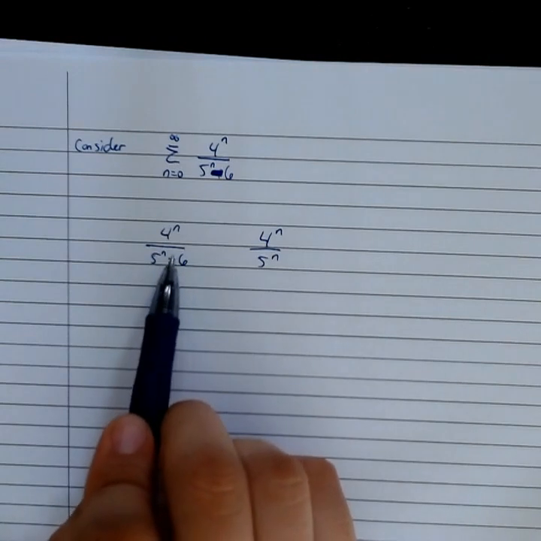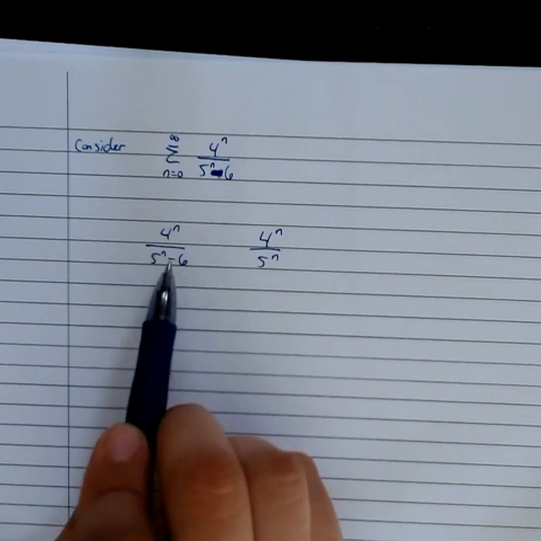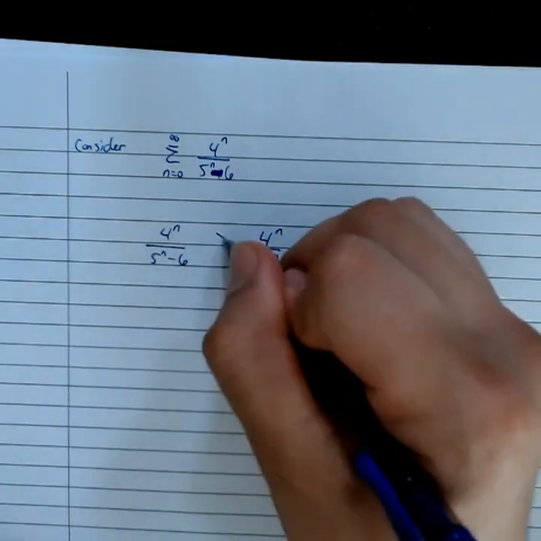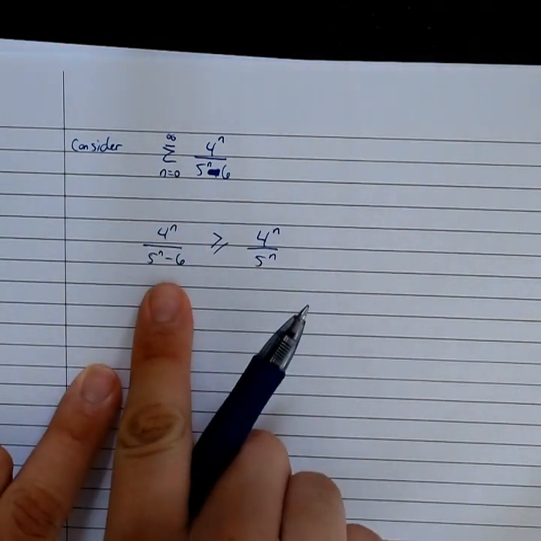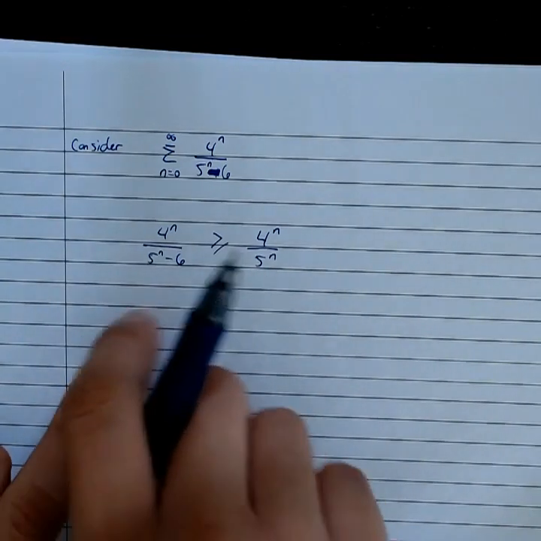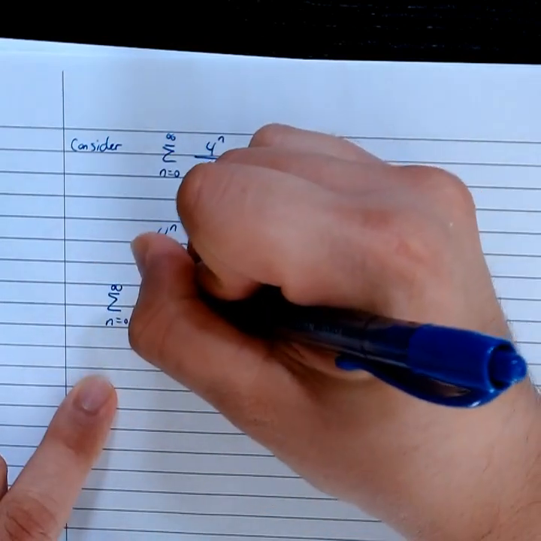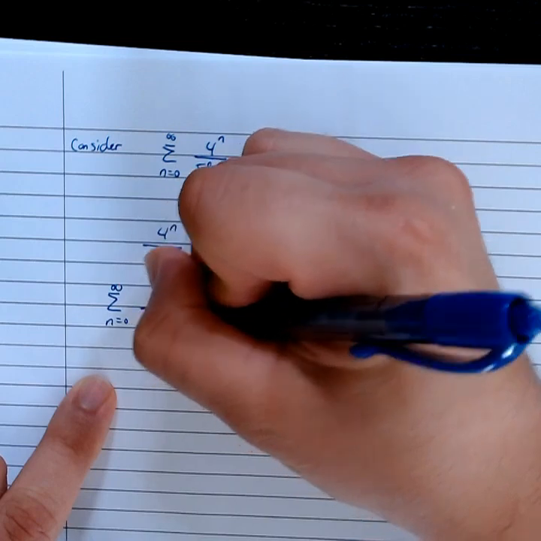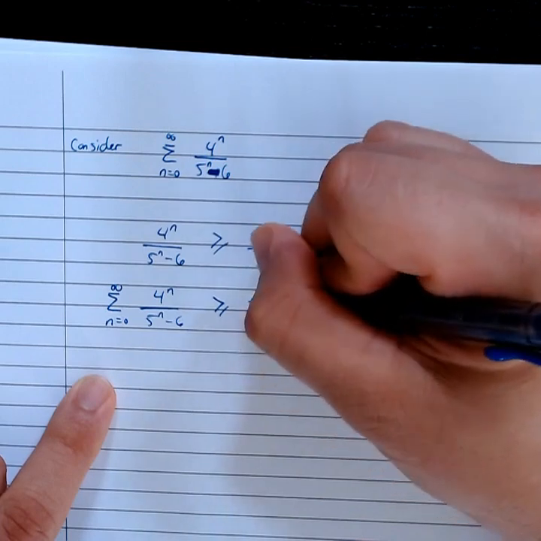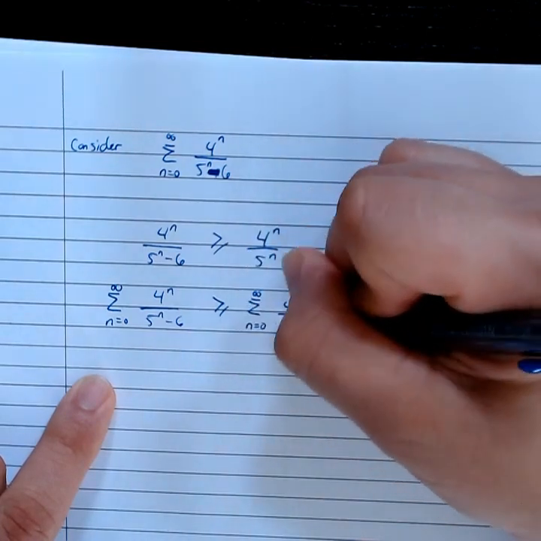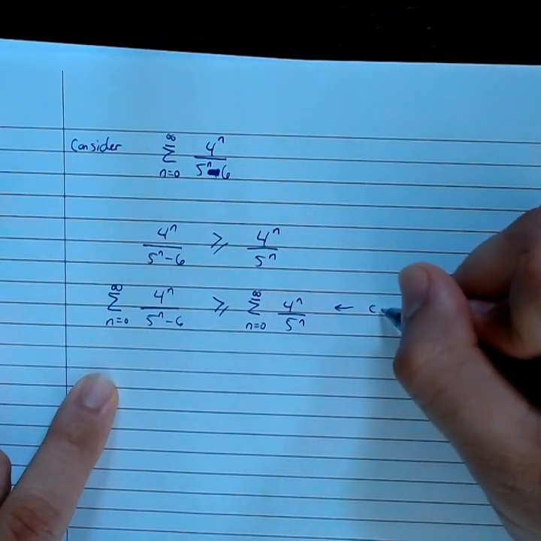Notice this denominator is smaller because you're subtracting something that you weren't subtracting over here. Since the denominator is smaller, that means overall this whole thing is bigger. So if these terms are bigger, adding up these terms will give you a bigger series. So the sum as n goes from 0 to infinity of 4 to the power n over 5 to the power n minus 6 must be greater than or equal to the sum as n goes from 0 to infinity of 4 to the power n over 5 to the power n. And just like before, this is a convergent geometric series.